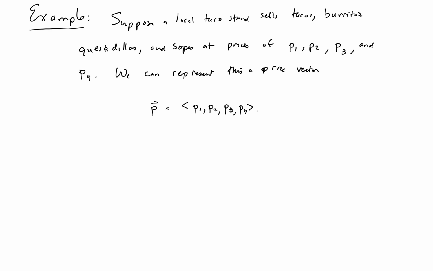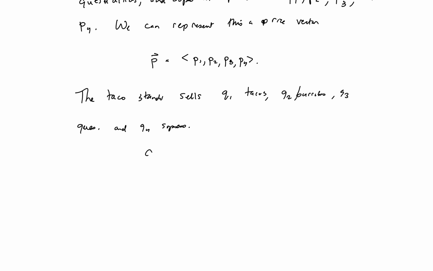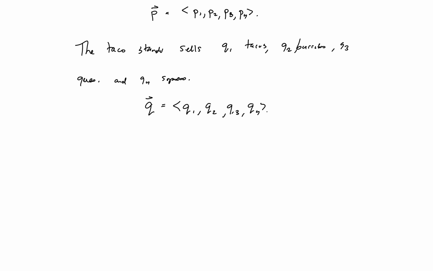And let's say our taco stand sells, say, Q1 tacos, Q2 burritos, Q3 quesadillas, and Q4 sopas. And so we can write this as a quantity vector, like this. So then we can represent the revenue for the day.